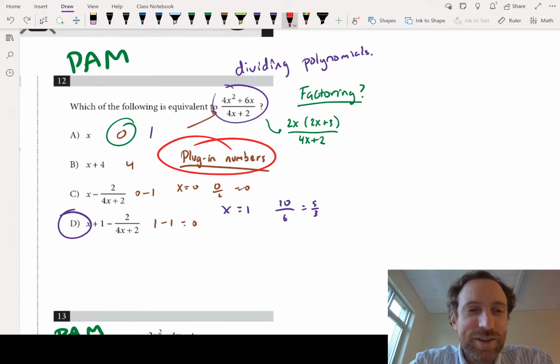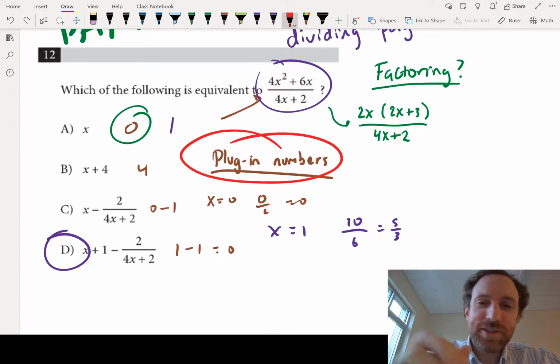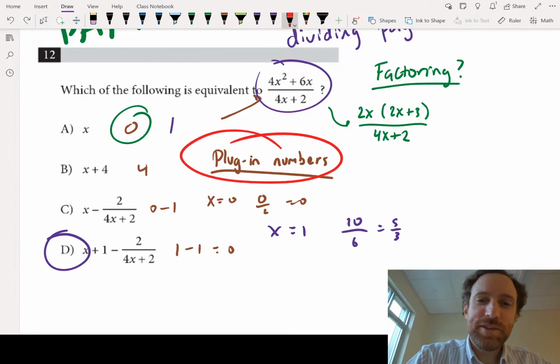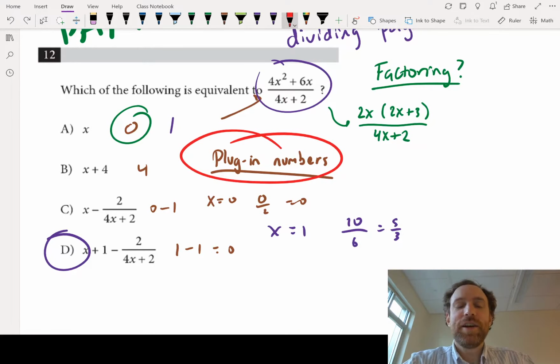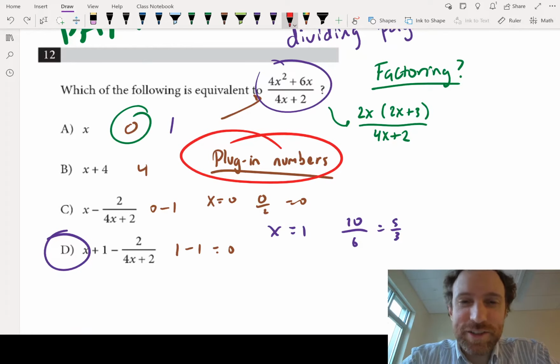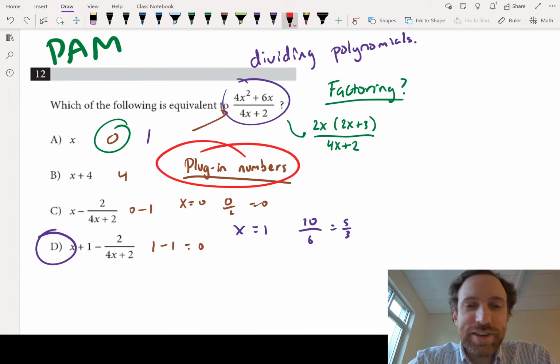So I'd like you to try this problem again, but try it by doing the division. Notice that you cannot do synthetic division because the denominator has a 4x plus 2. The presence of that 4 there precludes synthetic division, so you'd have to do this with long division. Go ahead and pause the video and try this problem using long division.